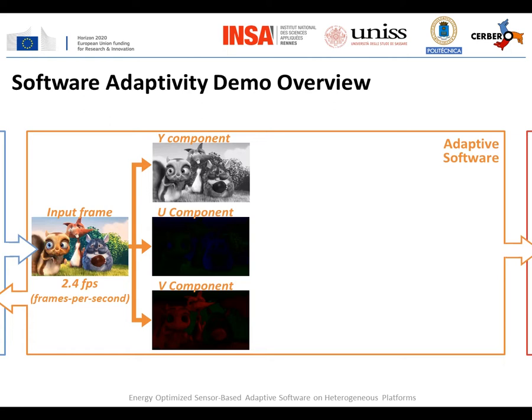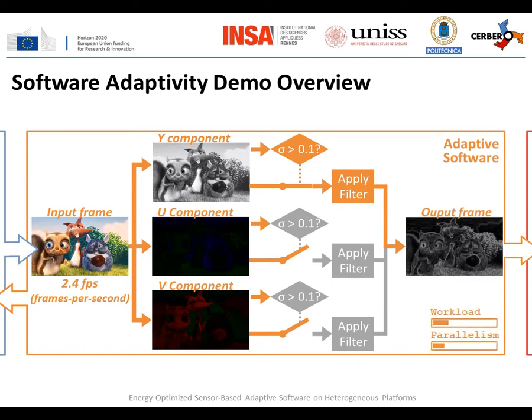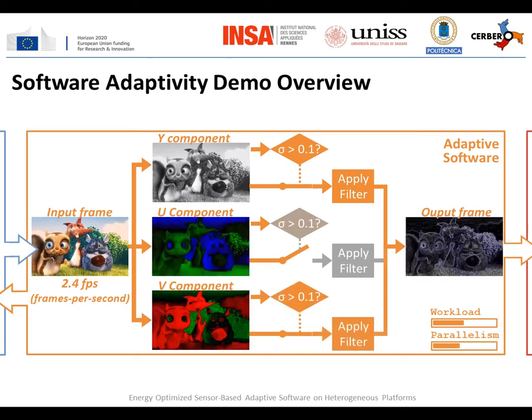In order to evaluate the amount of information contained in each color component, the algorithm computes the standard deviation of each component and compares it to a threshold. The result of this comparison is used to activate image filtering computation only for components containing enough information, like the luminance component in our example. The output image of the algorithm is obtained by merging the filtered components. Since the variance of each color component is reevaluated for each input frame, reconfigurations may occur and the filtering of color components may be activated or deactivated dynamically, thus conferring its sensor-triggered adaptive behavior to the software.